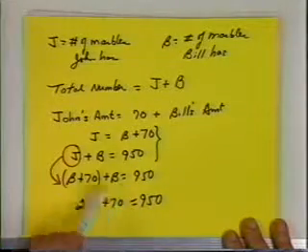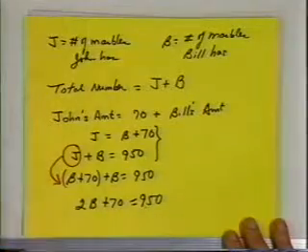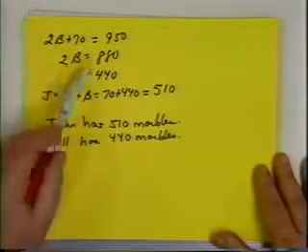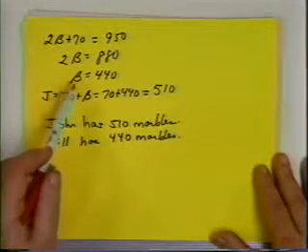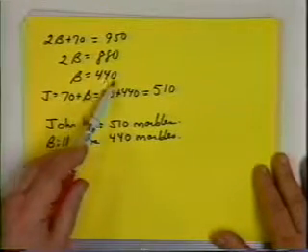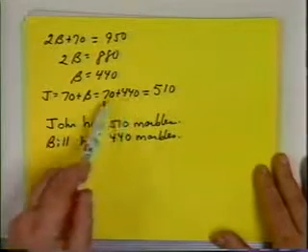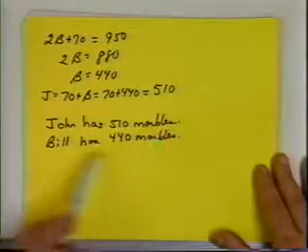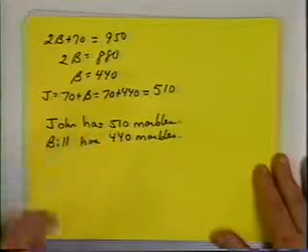We can add in any order we want. 1B and 1B is 2B. 2B plus 70 is 950. If I now subtract 70 from both sides, 2B would be 880. Now divide both sides by 2, so B would now be 440. But John is B plus 70. 440 plus 70 is 510. Therefore, John has 510 marbles, and Bill has 440 marbles, a result that we saw another way before.